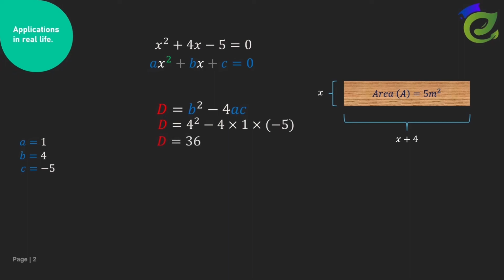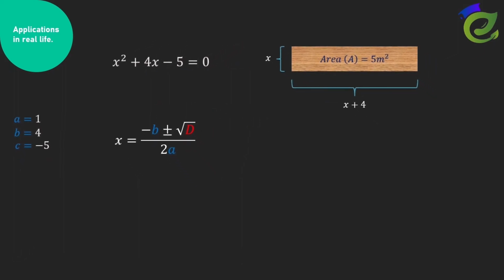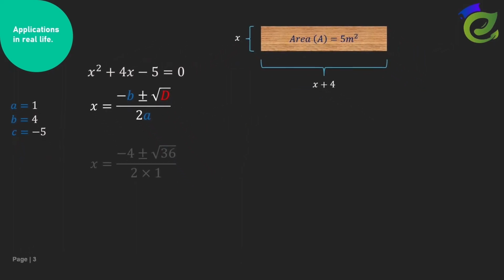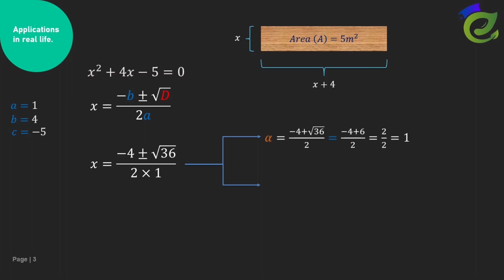We know the formula to find the roots of equation. X is equals to minus b plus or minus root over d by 2a. Again, substitute the values in the above equation. Then the x becomes minus 4 plus or minus root over 36 by 2 multiplied by 1. We take alpha is equals to minus 4 plus root over 36 by 2. That becomes 1. And we take beta is equals to minus 4 minus root over 36 by 2. That becomes minus 5.